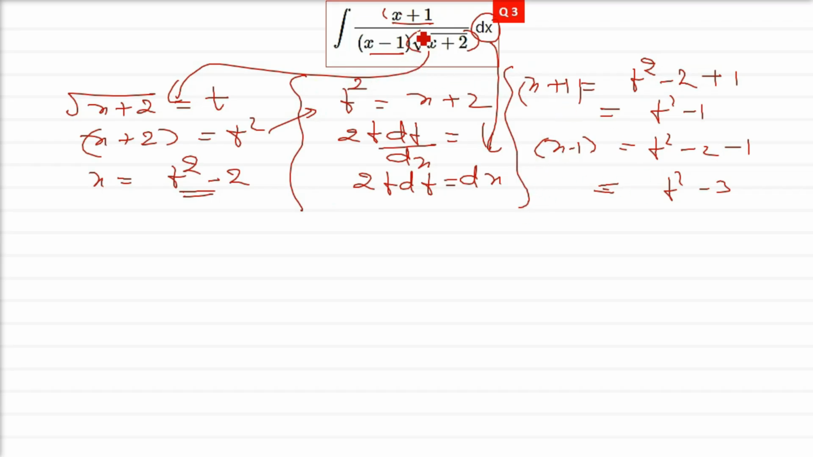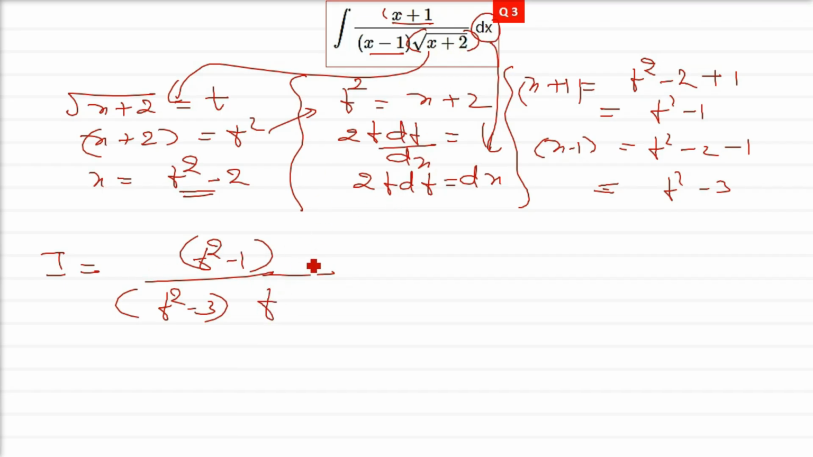So 3 things we have done separately. And now we are going to combine all this. So this integration has become x plus 1 will be written as t square minus 1. The denominator x minus 1 will be written as t square minus 3. Under root x plus 2 will be t. Dx will be 2t dt. And inside an integration signature, t gets cancelled. So t square minus 1 and t square minus 3, they both look similar.